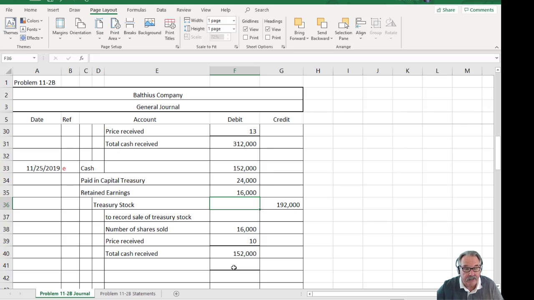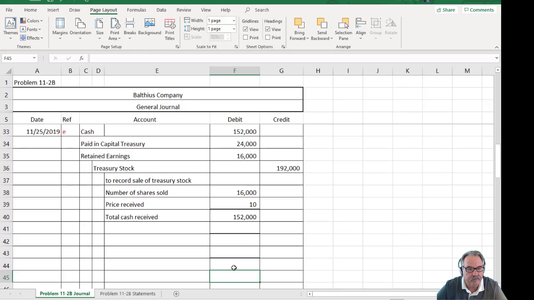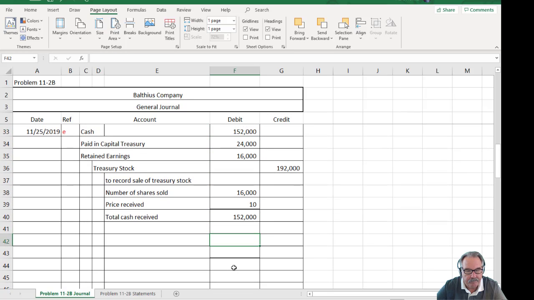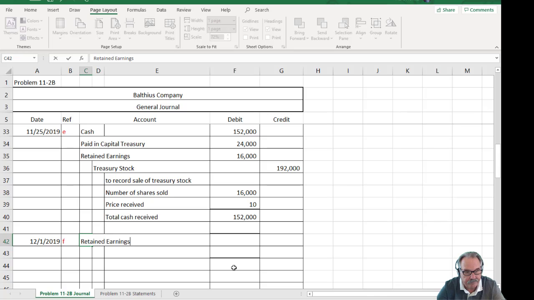And then the last couple of entries, we had another dividend that we declared. Oh, wait, sorry. This is on December the 1st. This is transaction F. We're going to debit retained earnings and credit dividends payable.